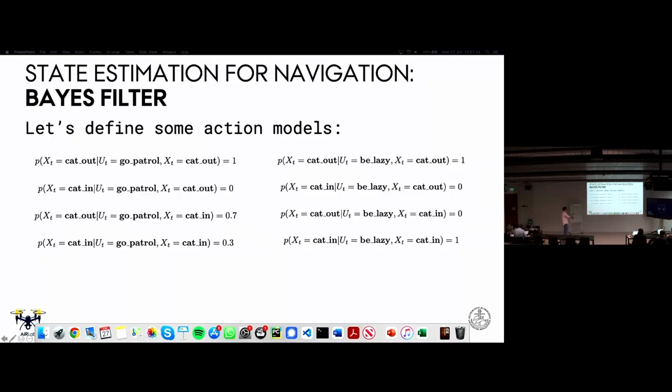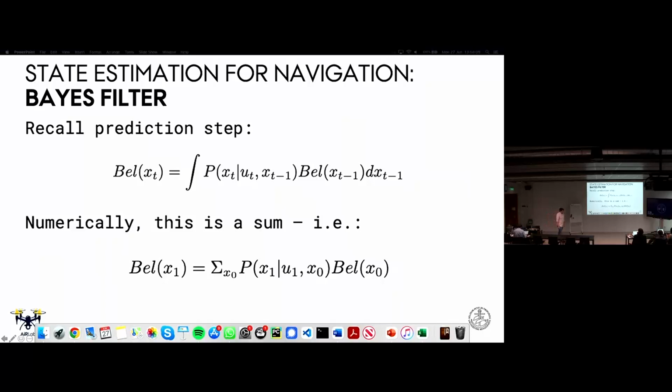Yeah, so on and so forth. So if the cat, for example, is inside and he wants to go on patrol, then what's the probability of the cat being outside? And obviously that's going to be higher. And so this is just a very basic example.